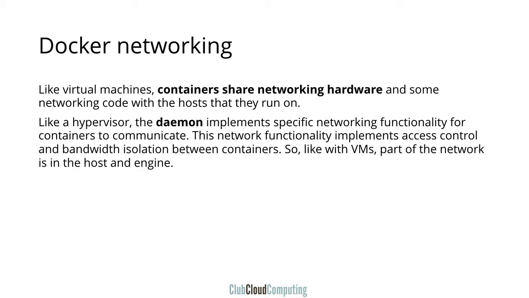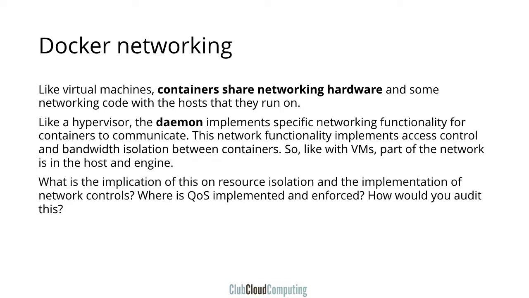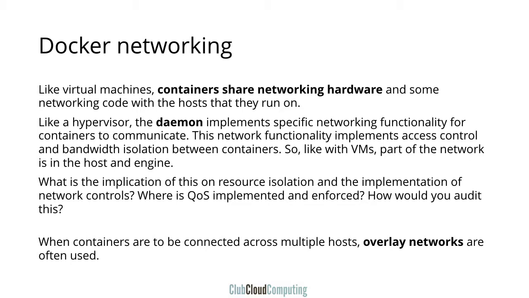So the Docker daemon implements network functionality for the containers to communicate. And this is where a couple of access controls and other things are implemented. So it is part of the network. And you have to ask yourself, what is the implication of this on a number of controls that you find relevant? Then a final thing to mention is that you can connect containers across multiple hosts and even across providers. And for that, you need some kind of overlay network technology. And that's actually a little bit beyond today's story here.